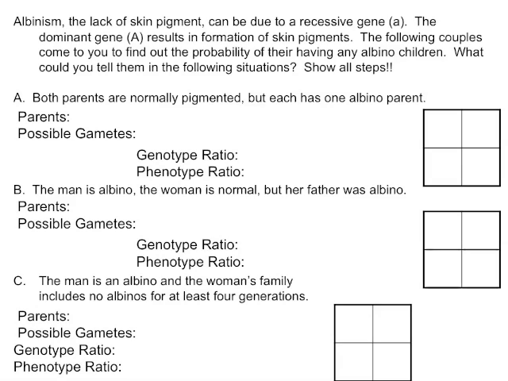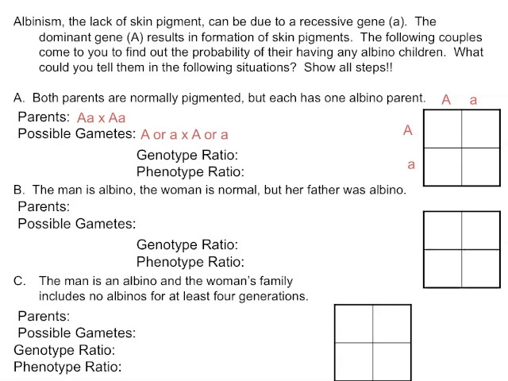Both parents are normally pigmented, but each has one albino parent. So what are the parents? In this case, it would be big A, little a cross big A, little a. The reason for this is that if they have an albino parent, that means their albino parent must have been little a. They can only give their offspring a little a, and therefore the children have to be heterozygous. They show normal pigmentation, but they have to have received that little a from their parent that did not have what we would call quote-unquote normal pigmentation.